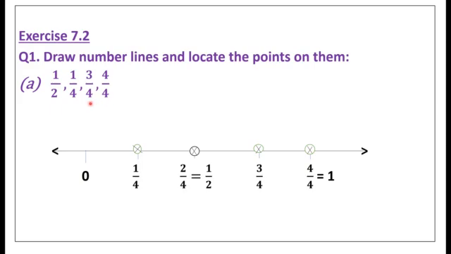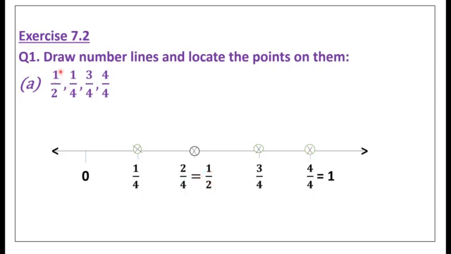That means we have to divide from 0 to 1, where 4 by 4 is equal to 1, into 4 equal parts. So we have divided here: this is the first part, second part, third part and fourth part. The first part is shown as 1 by 4. Then the second part is shown as 2 by 4, which is equal to 1 by 2. When we divide both numerator and denominator of 2 by 4 by 2, we get 1 by 2.